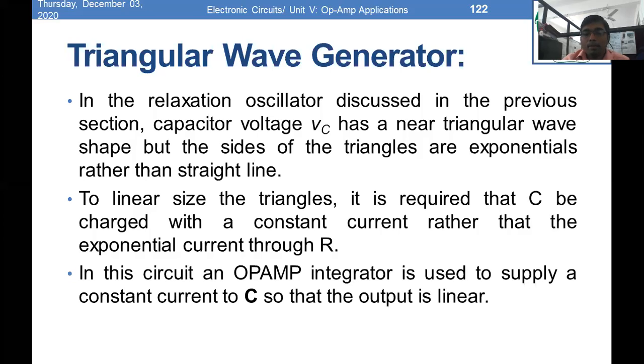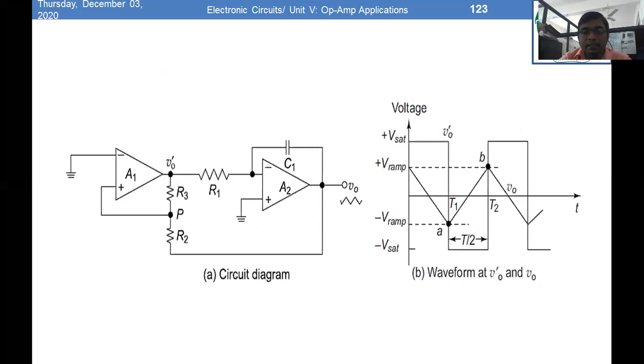So in this circuit, an op-amp integrator is used, so that we can make a triangular waveform. We use the op-amp as an integrator circuit to supply a constant current to the C, so that the output is linear. So this is a circuit, one of the possible configurations of the triangular wave generator.